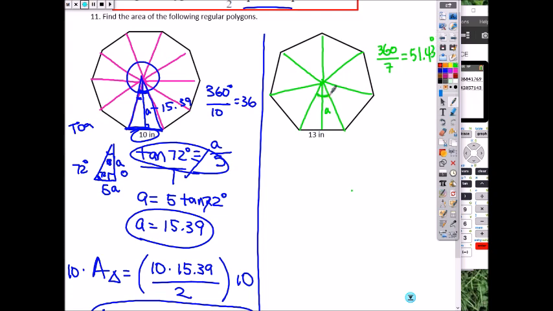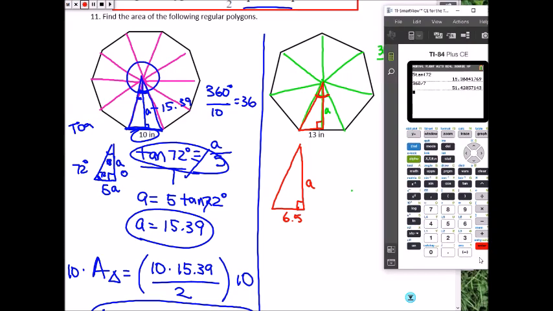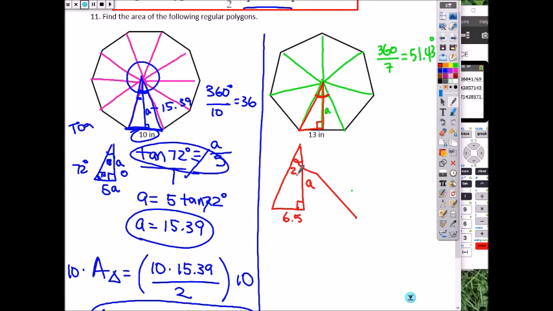But now we're going to just look at this half of a triangle. So if I redraw that triangle, this is half of 13, which is 6.5. And we're looking for our apothem, H, height. And if this whole thing is 51.43, now you divide it by 2, 25.71. You don't round it up, you round it down, because 4 is less than 5.